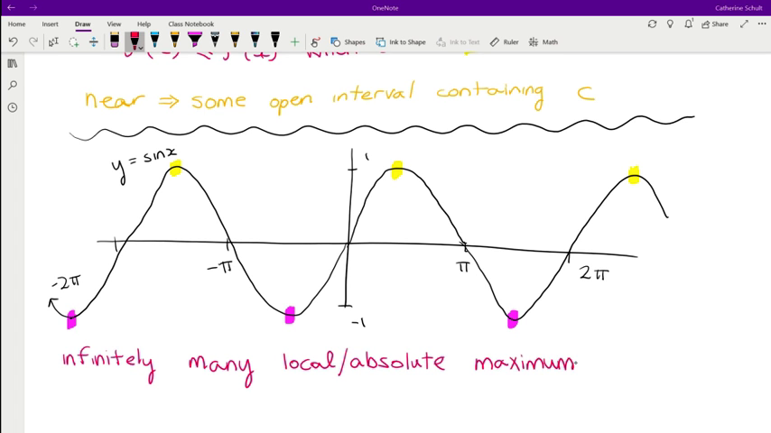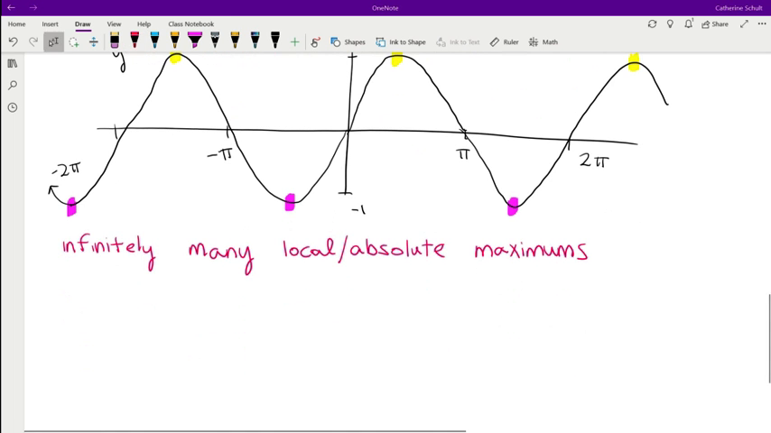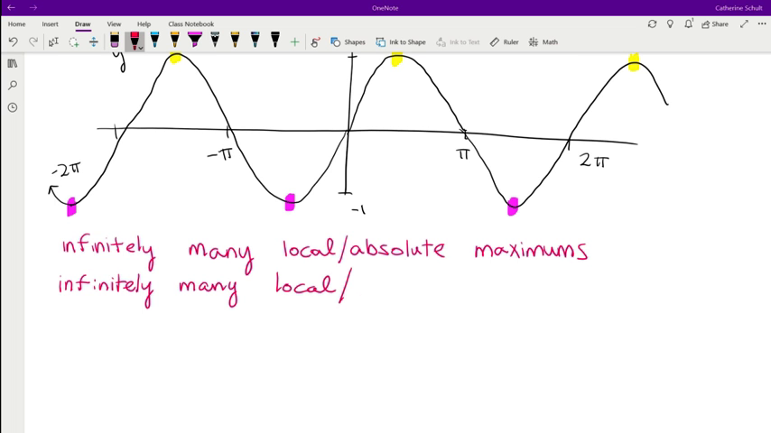And the same thing can be said for the minimums. Okay, infinitely many local and absolute minimums. So again, in this case, the local minimums are the same as the absolute minimums. Okay, let's look at some other examples.